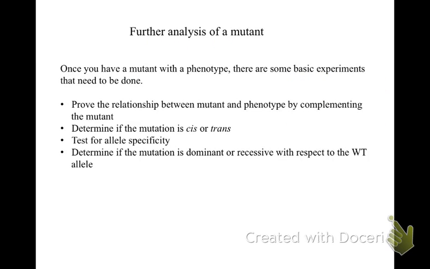There are other things that you need to do to really analyze a mutant. So let's say you're starting with your mutant, you have a phenotype. One thing you need to do is prove that there's a direct relationship between the mutant and the phenotype by complementing the mutant. That means you add back the normal, wild type version of the gene to that mutant and restore a wild type phenotype. You might need to determine if the mutation acts in cis or trans, which we'll talk about. You would test for allele specificity, particularly important if you're looking at a pathway, and finally determine if a given mutation is dominant or recessive.